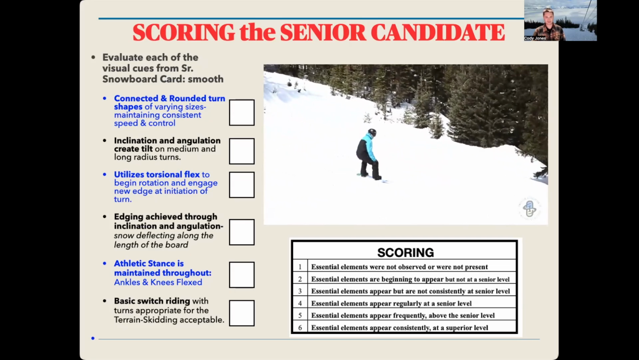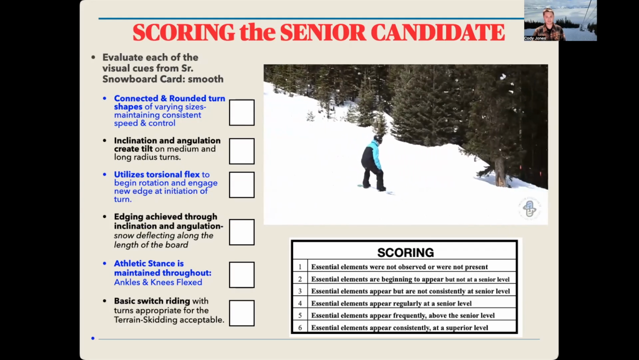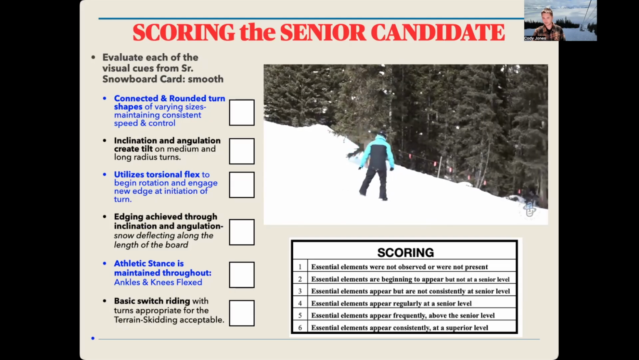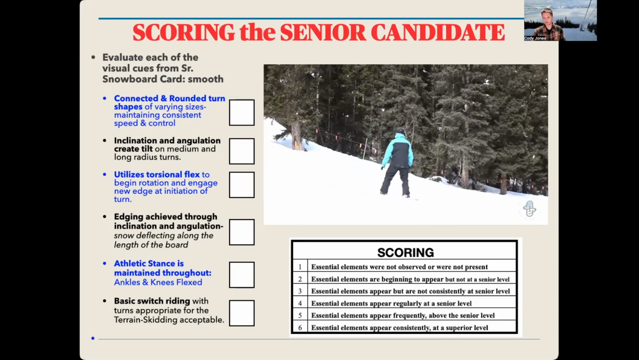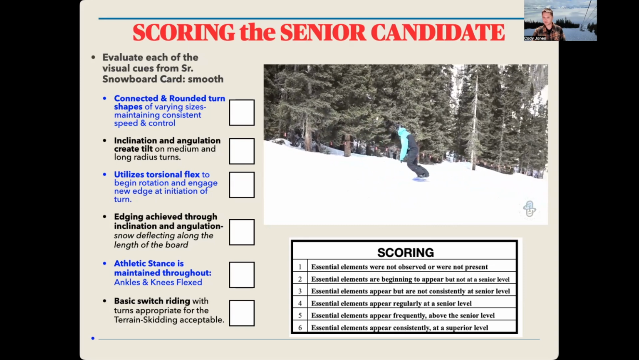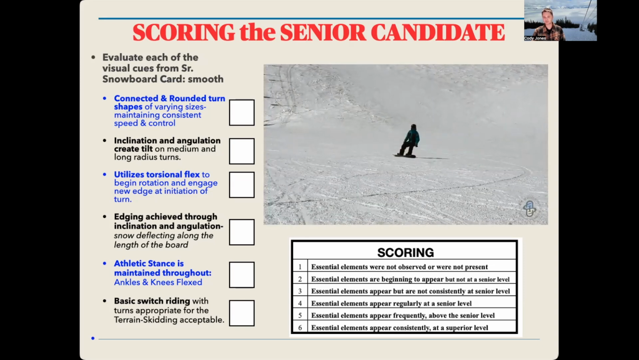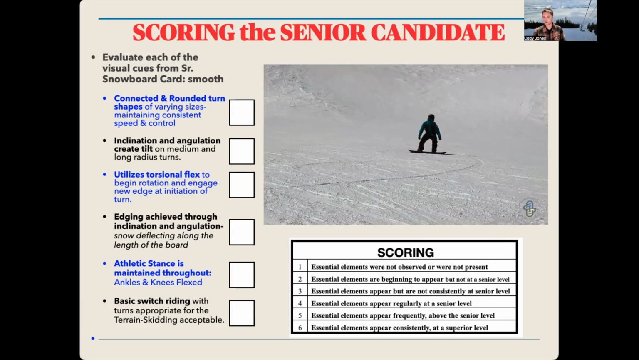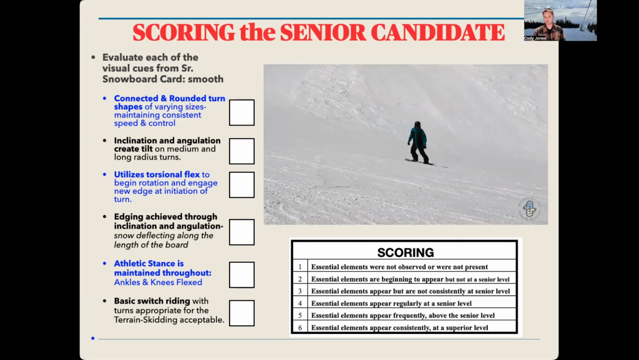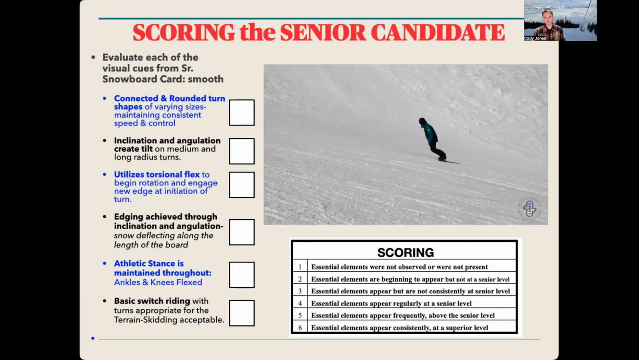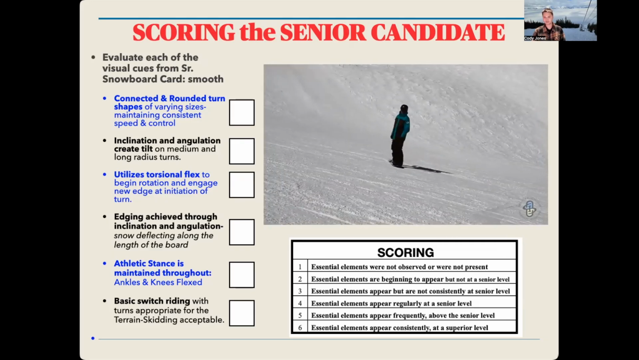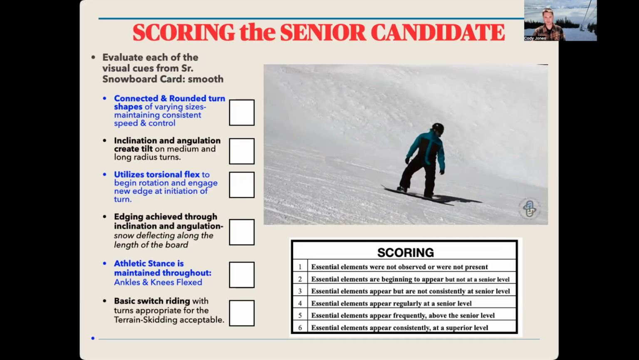Athletic stance is maintained throughout, ankles and knees flexed. We can see that the rider is pretty well flexed throughout the run. You can see there's a little bit of extension there, but remember that the scoring is based off an overall impression, and at level, elements appear regularly. They don't have to appear all the time. So I think this rider is doing a great job of keeping an athletic stance regularly. So I'd rate this a 4 on the scorecard.